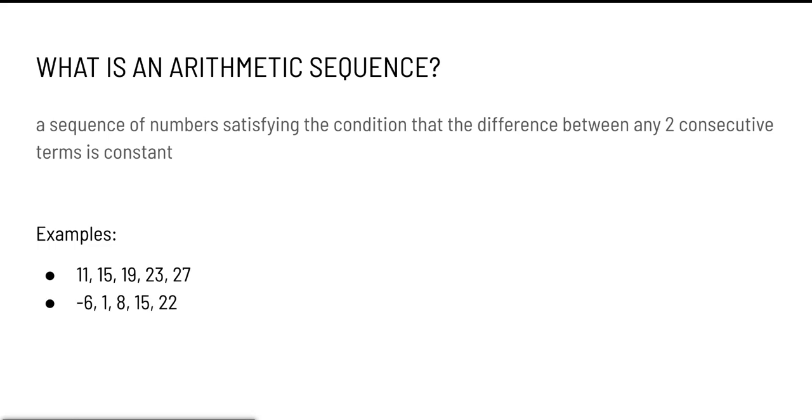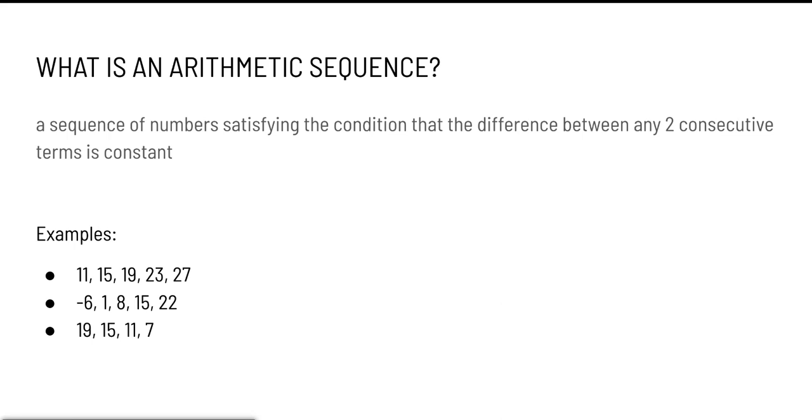Next is 1, 8, 15, and 22. We can see that if you subtract any two consecutive terms again, all the common differences will be 7. And for our last example, 19, 15, 11, and 7. If you subtract any consecutive terms, we will see that -4 is our answer.